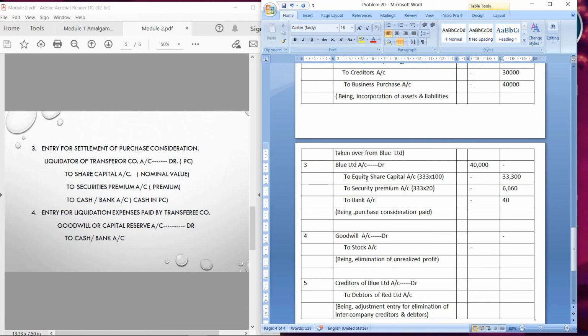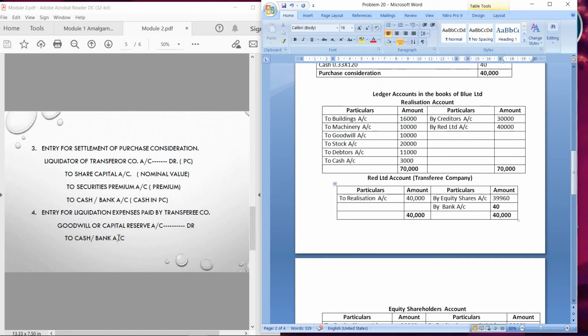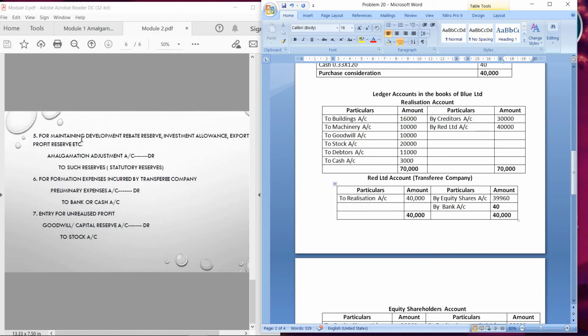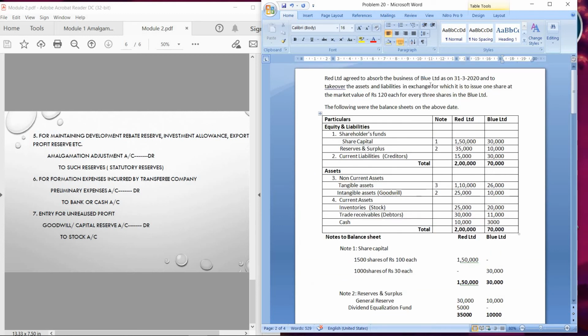Okay, I hope you have understood the entry. First, we have to take the face value of shares, then the amount of premium, and if anything is paid in cash, so here to bank account. Okay, so this is how you pass the entry. Next is entry for liquidation expenses paid by transferee company. No such information is given in the problem. For maintaining reserves, no such information is given. For formation expenses, no such information is given in the problem.